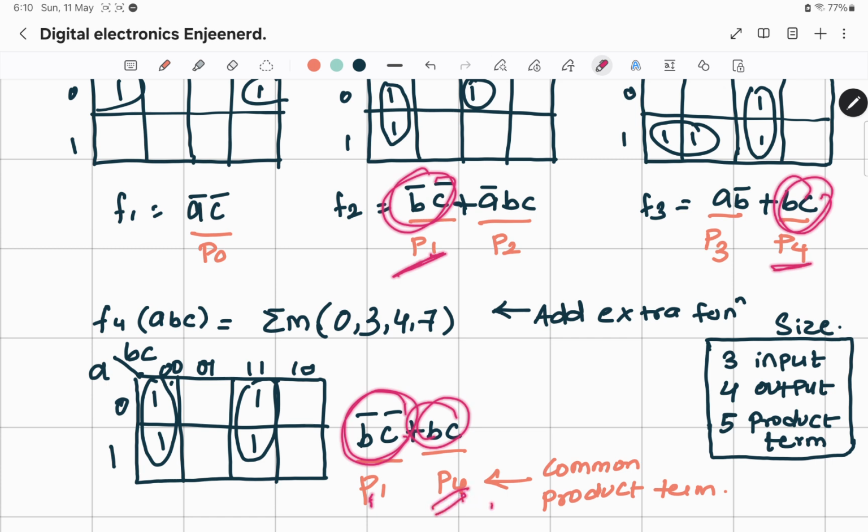These are the common product terms. So if I want to add an extra function, there is no harm in doing it. There is no difficulty in doing it.